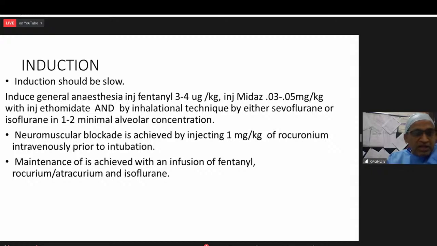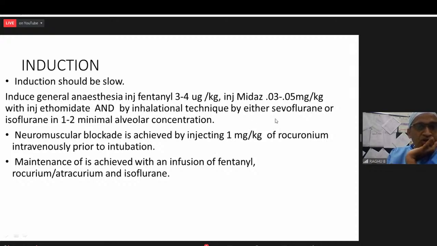Then coming to the induction, usually the induction should be slow. It is usually induced with injection fentanyl 3 to 4 mics per kg, because all these patients are compromised, the arm-brain circulation time will be prolonged, and with midazolam 0.03 to 0.05 mg per kg, with the sleep dose of injection etomidate, as it is a myocardial stable drug, and inhalation drugs either isoflurane or sevoflurane at 1 to 2% MAC.